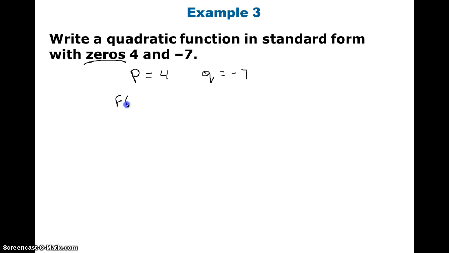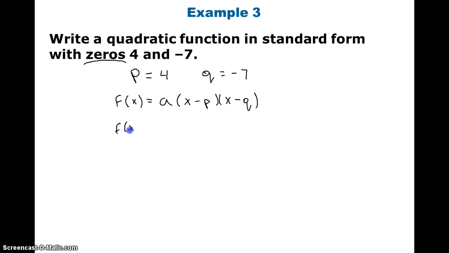Let me write down the intercept form, the general form. So we have a times x minus p times x minus q. Now, the example doesn't mention anything about the value of a. We don't know if it goes up, we don't know if it goes down, what the vertex is, and so forth. But we want to just write down the function, we're not graphing. And since they don't mention anything about a, we're not going to worry about a. We're going to assume that a equals positive 1.